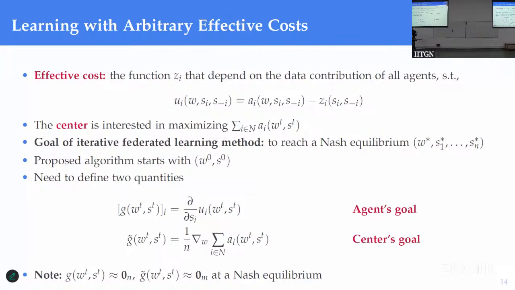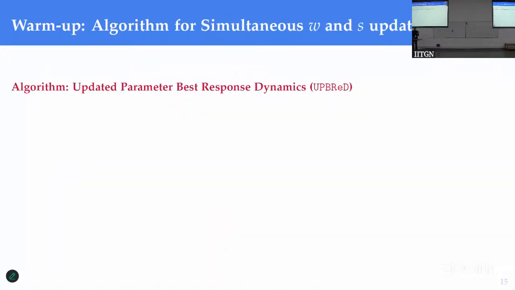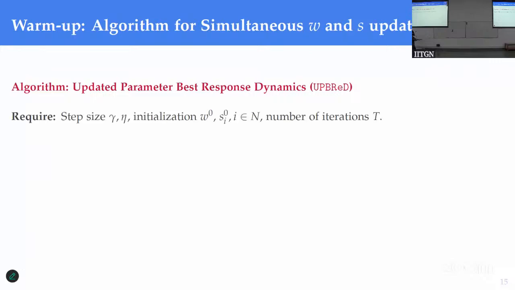Now, how do we achieve this? We call this an updated parameter-based response dynamic. Essentially, each of these agents, starting from that W0, S0, is trying to update their S_i. So agents are updating their S_i, and the center is updating W and sending it back to all the agents. The algorithm proceeds in the following way.